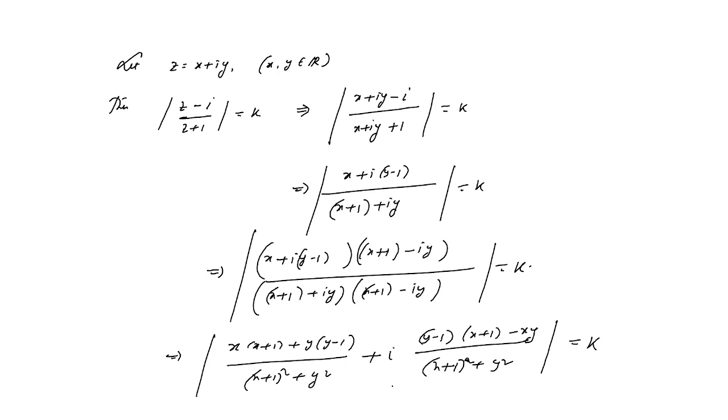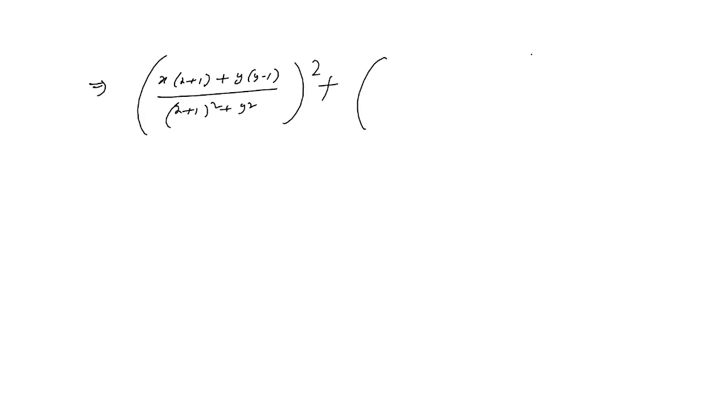Now we know the modulus of A plus iB is root under A square plus B square. So from this we can write it as x into x plus 1 plus y into y minus 1 by x plus 1 whole square plus y square, that quantity square, plus the y part, that means y minus 1 into x plus 1 minus xy by x plus 1 whole square plus y square, that whole square equals k square. Just we are squaring both sides.